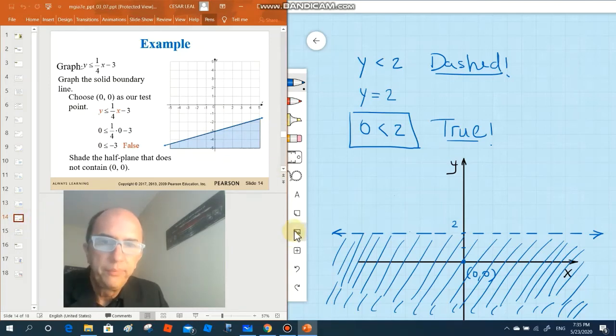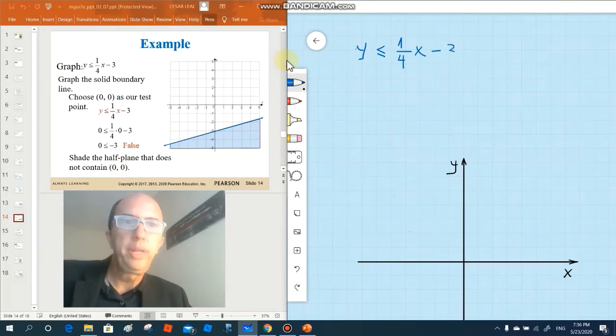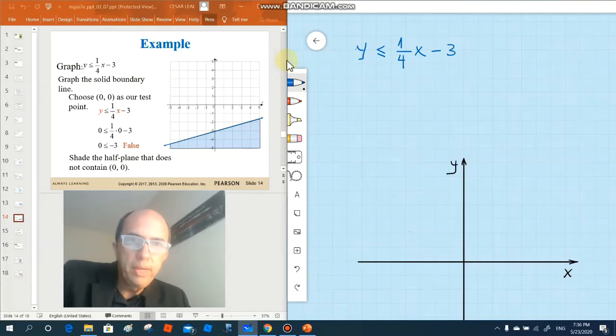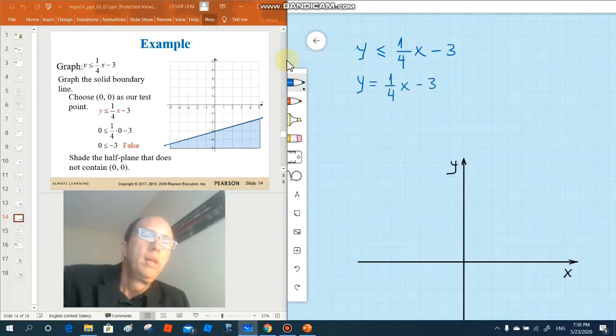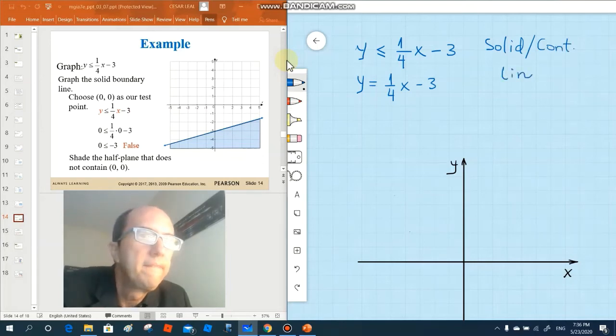Another example. This example is graph y less or equal than 1 over 4 times x minus 3. Let's graph the boundary, and the boundary is going to be this line here. And the question, dashed or solid? Solid, right? Solid or continuous line, because we have this equal sign here.